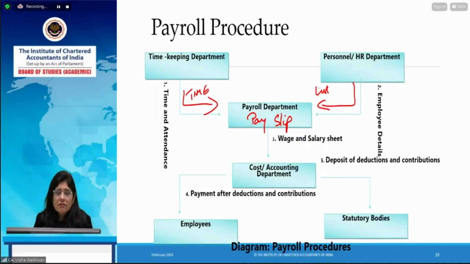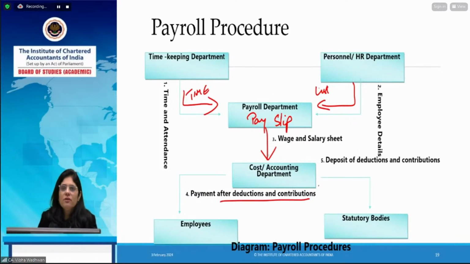So whatever salary is fixed in their appointment letter, that wage rate or salary information is shared by the personnel department. So both the information will go to payroll and they will make the pay slip. The pay slip will be sent to the cost accounting department. The cost accounting department will make the payment. How? First, they will do the deductions.